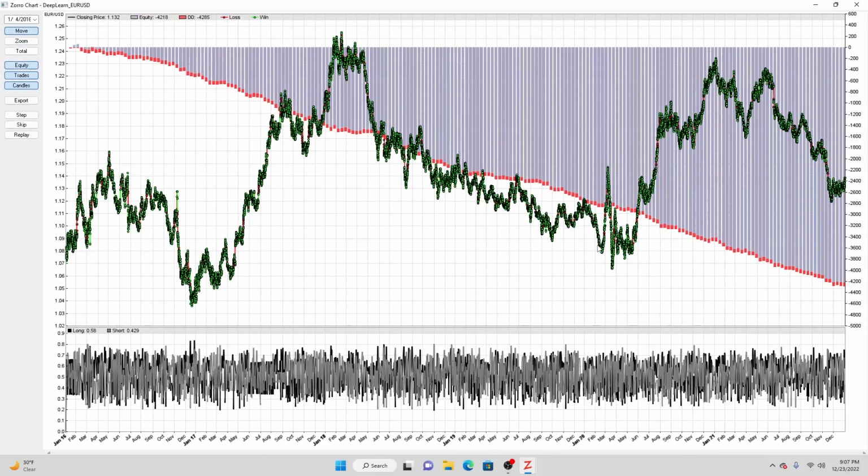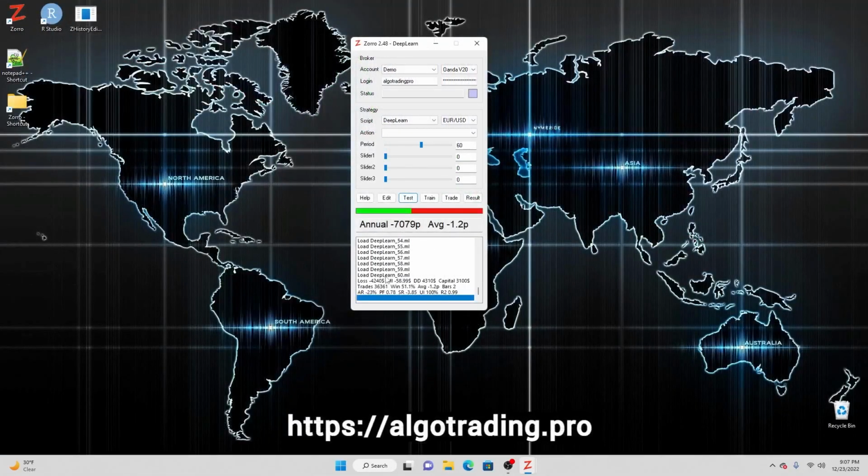A lot of good trades. The trades are the same, but look at the equity curve. So we are dead in the water. The annual return is minus 23%, Sharpe ratio minus 3.85, and so on and so forth.